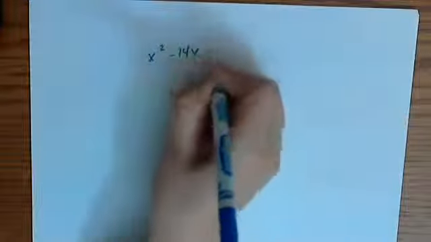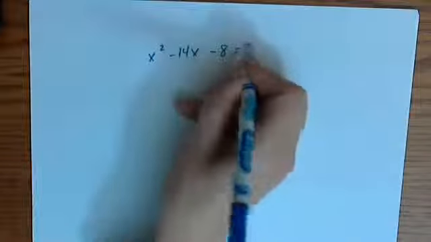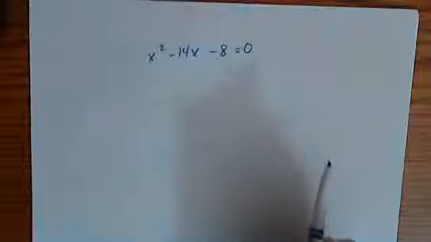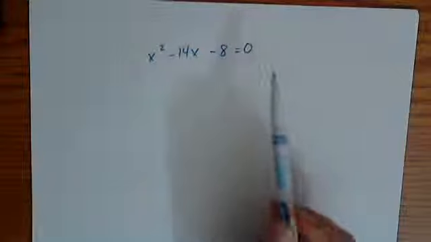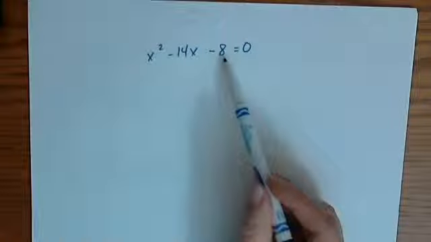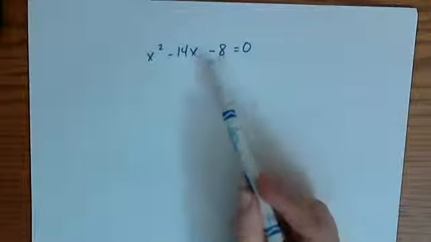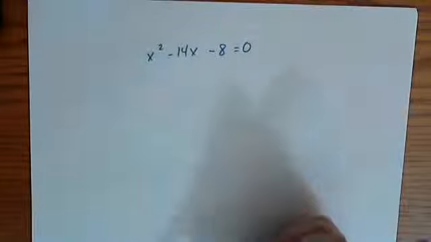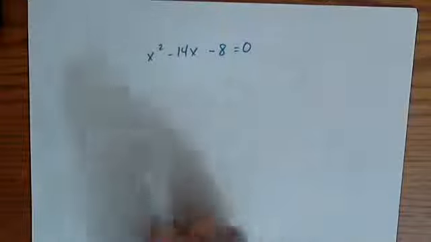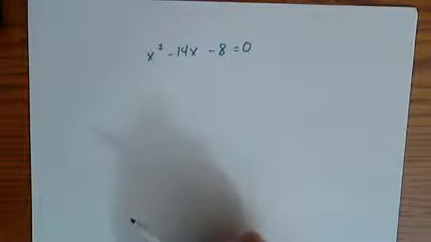The example I want to do is x squared minus 14x minus 8 equals 0. And I know I'm going to need to factor this, so I would want to find something that multiplies to negative 8 and adds to a negative 14. It's just not coming to me. So I'm going to complete the square instead. So let's do it this way.